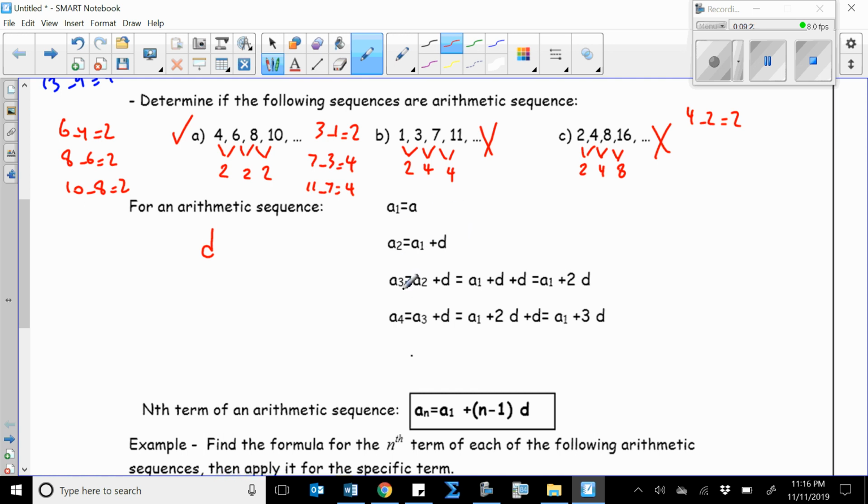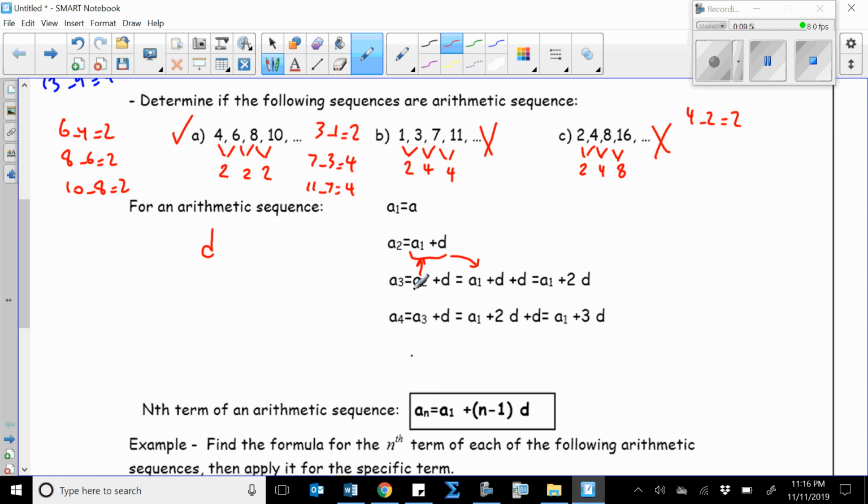To get A3, again I need to get the previous term, which was A2, and add the difference to that. So it will be A2 plus D. Well, what was A2? We just got that A2 was A1 plus D. So I'm going to replace that here. So instead of A2, I'm going to write A1 plus D. And we also had another D here. I'm going to write it here. So it will be A1 plus 2D. So A3 is equal to A1 plus 2D.